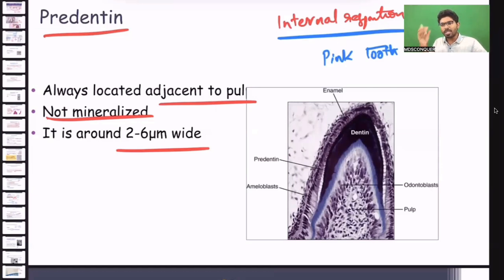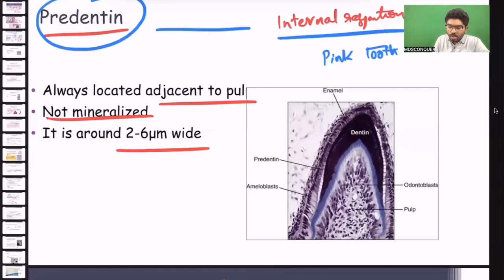So which structure is near the pulp? That is first eaten away. In the internal resorption case, which dentin is first affected? The answer is predentin, the dentin which is very close to the pulp.